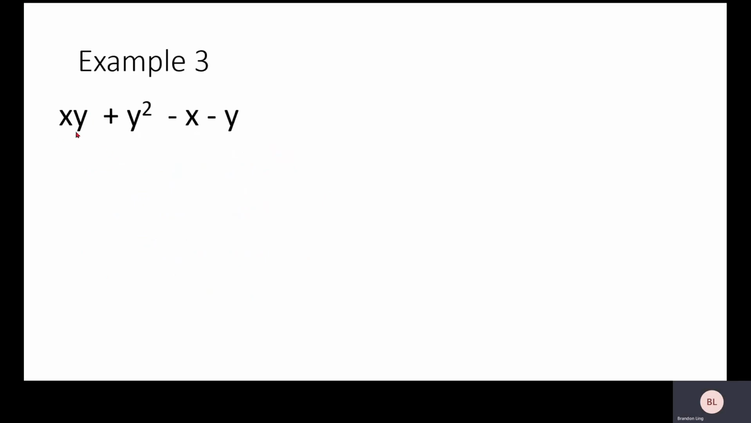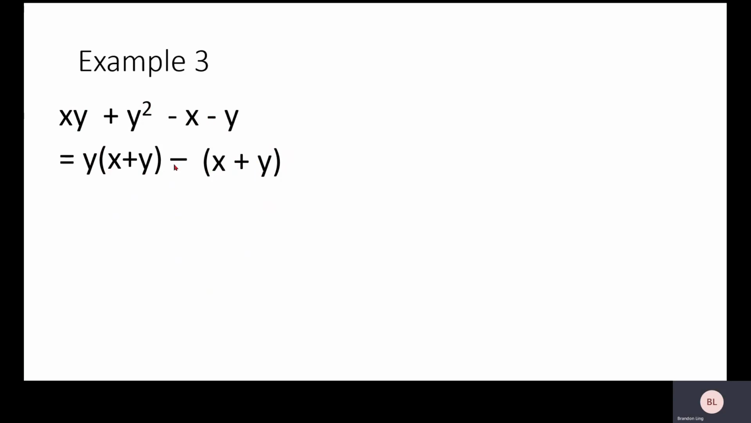Example 3, xy plus y squared minus x minus y. I can pull out y from the first and the second term. So it becomes y multiplied by x plus y. And here, I can put a negative, and in the bracket, I put this x and y. Whenever you put a negative sign here, this term you need to put as a positive. You need to change the sign here.